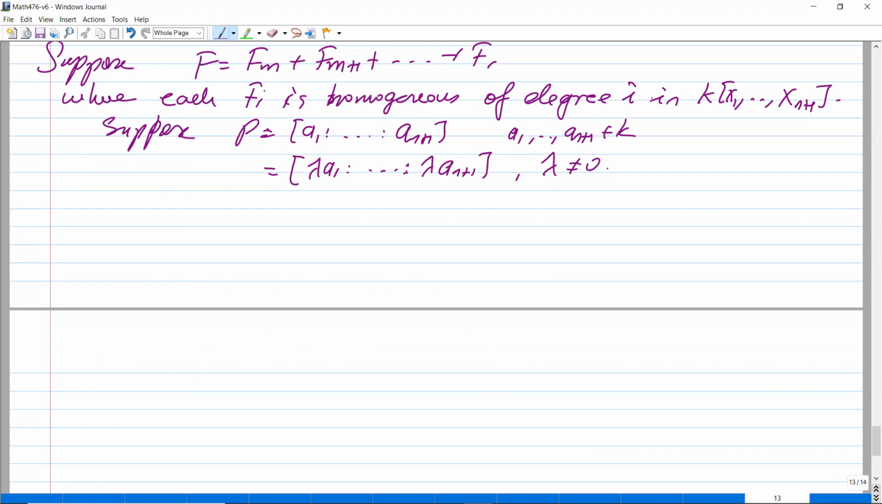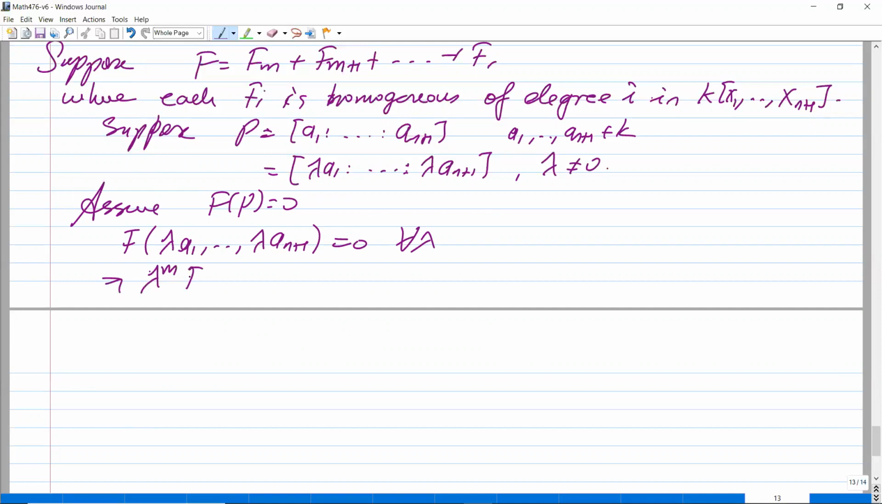So if you look at F, assume that F of P is equal to 0, so that F of lambda A1, ..., lambda A(N+1) is equal to 0 for all lambda. Remember, since Fm is homogeneous of degree m, we have lambda to the m times Fm of A1 through A(N+1), then lambda to the m+1 times F(m+1) of A1 through A(N+1), and so on, and finally lambda to the r.